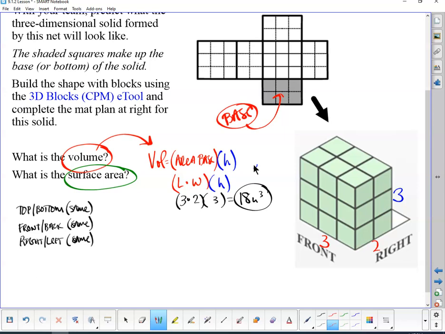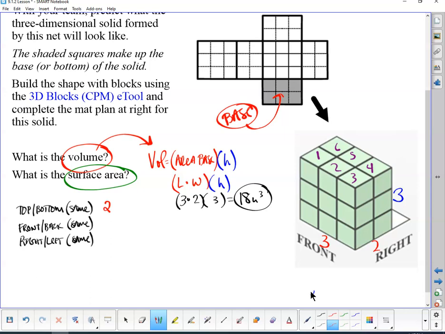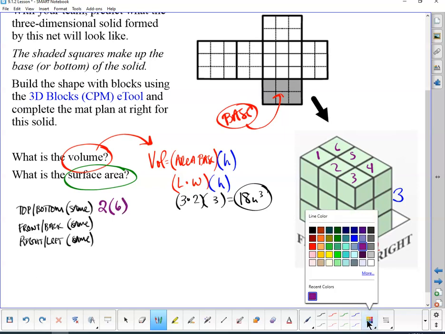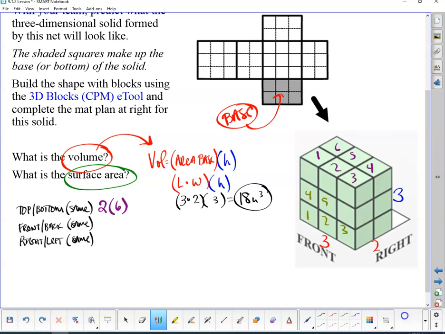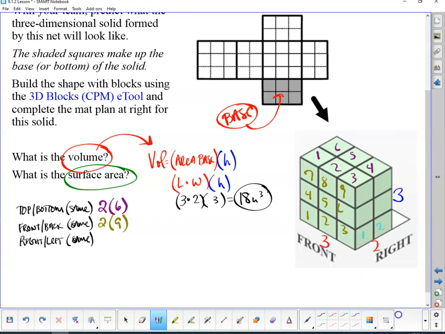So the top is 6. It's 6. So we got 1, 2, 3, 4, 5, 6. And there's 2 of those. So we got 2 times 6. Then, if we take the front, we got 1, 2, 3, 4, 5, 6, 7, 8, 9, which is 3 by 3. So we got 2 of that 9. And then we've got 1, 2, 3, 4, 5, 6 for the right, and we got 2 of those, so we got another 2 times 6. So if we take all those and put them together, we get our surface area.